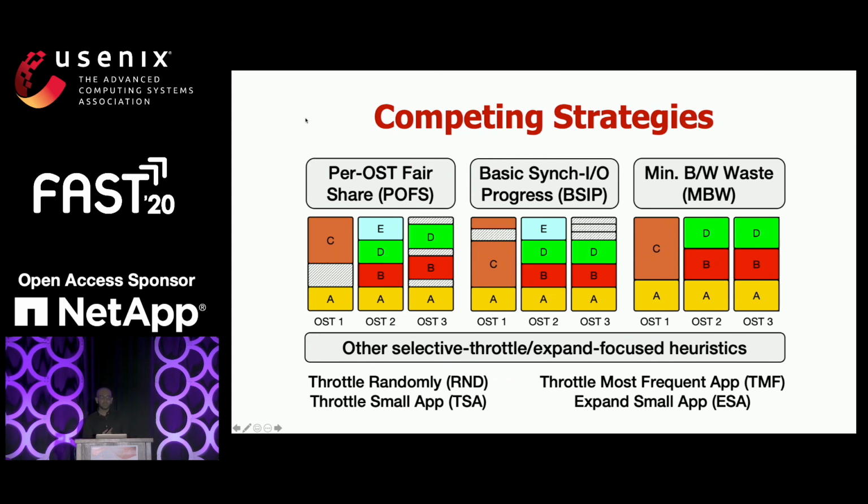The second is the basic synchronous I/O progress, or BSIP. Third is minimum bandwidth wastage, or MBW. And then we have 4 other throttle-and-expand based heuristic applications, which don't do throttle and expand the way that we do it for Gift, but they have other heuristics, such as throttle randomly, or throttle the smallest application or the most frequent application. Smallest and most frequent because those are the applications which are easiest to give back to in the form of coupons if they were to return and come back. And lastly, we also look at expanding small applications.